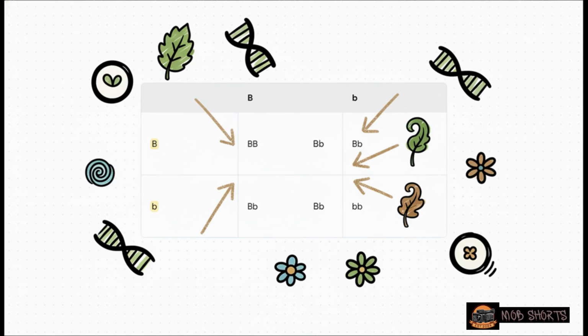Top left, big B from dad meets big B from mom. We get BB. Top right, big B meets little b, we get Bb. Bottom left, little b meets big B, we still write that as big B little b. And now for the moment of truth. Bottom right, little b from dad meets little b from mom, giving us bb. And there it is. The trait that was hiding, the brown fur, has just reappeared out of nowhere.